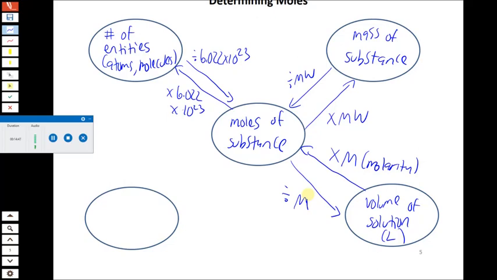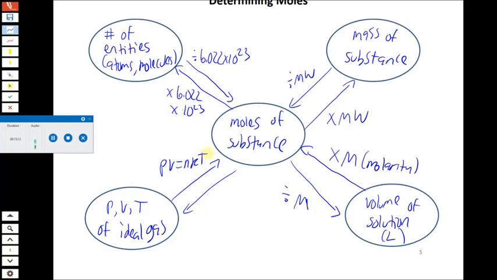And then finally, what we learned most recently in terms of moles is the ideal gas equation, which relates pressure, volume, and temperature of a gas. Should include temperature as well. So if we have all three of those, we can use PV equals nRT to solve for moles and vice versa. All right, so that one is another relationship involving moles.